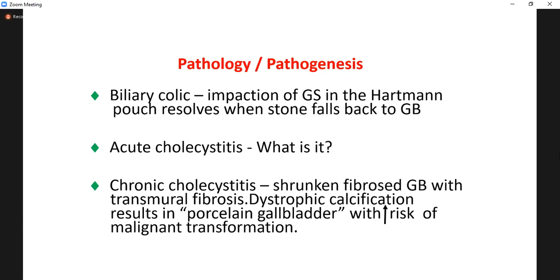So cholecystitis, what is it? You should be able to figure out what happens. The stone doesn't fall back. It stays there in the Hartmann's pouch. So there's fluid accumulation, all that, forming a mucocele and empyema of the gallbladder. So there is acute cholecystitis. If you don't operate, as I told you earlier, following acute cholecystitis they will go into chronic cholecystitis. So patients will come with repeated episodes of cholecystitis.